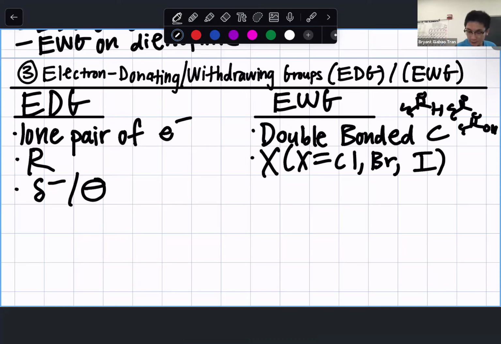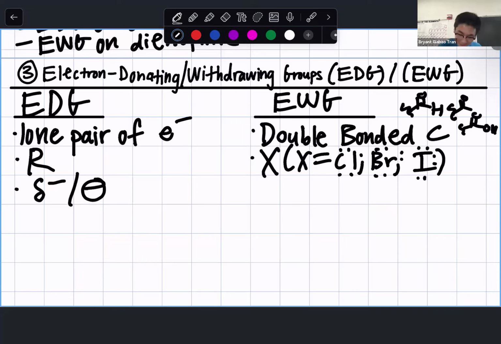All of these halogens have 3 lone pairs of electrons on them, but they do not donate electrons because they are really electronegative, meaning that they want to keep their electrons. Since they are really electronegative, they withdraw electrons inductively. Whereas the R here has no lone pairs of electrons, but it still donates electrons inductively, due to the inductive effect.